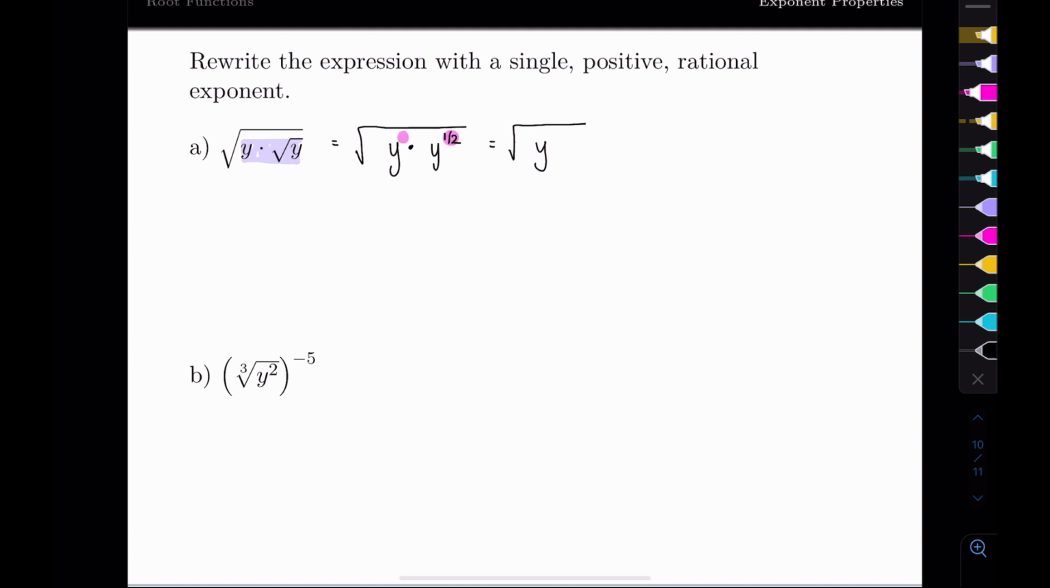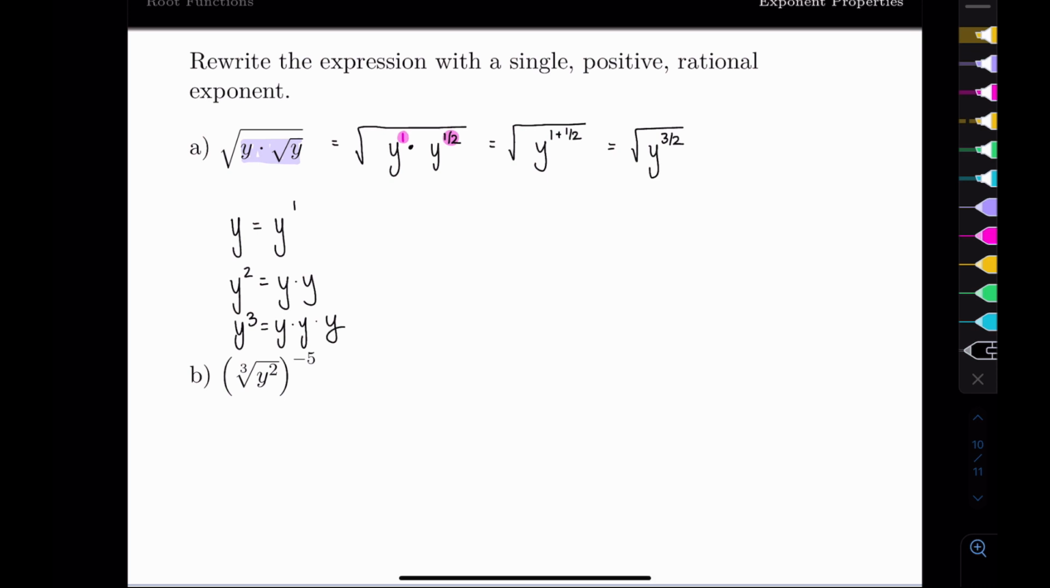Since there's nothing here, this is the same thing as saying y to the first power. Okay. So this is really y to the 1 plus 1/2, which is the square root of y to the 3/2. Okay. So remember, y is the same thing as y to the first power, because y squared means y times y, y cubed means y times y times y. So y to the first means you multiply 1 y as opposed to 2 or 3 in those other cases.